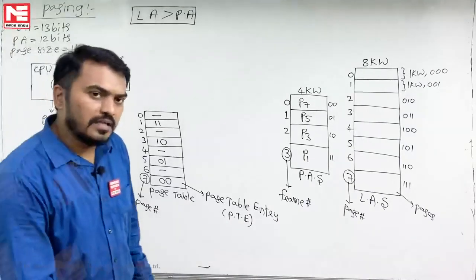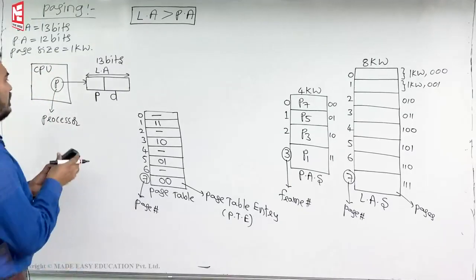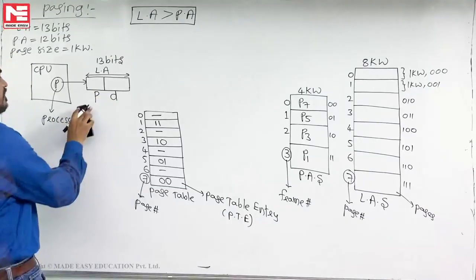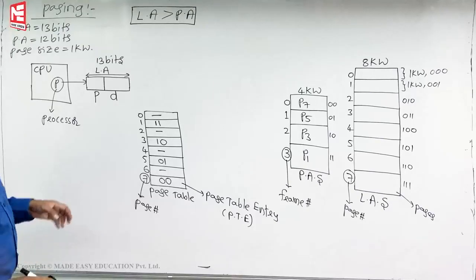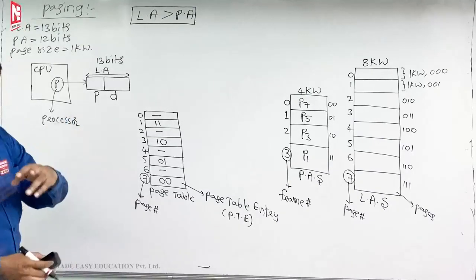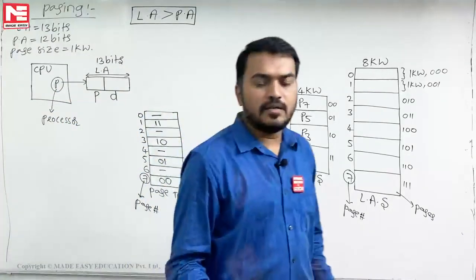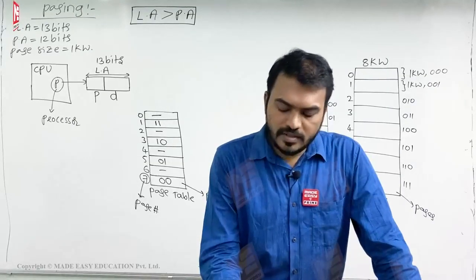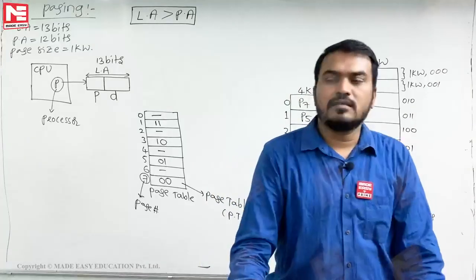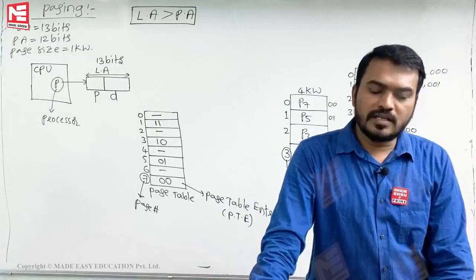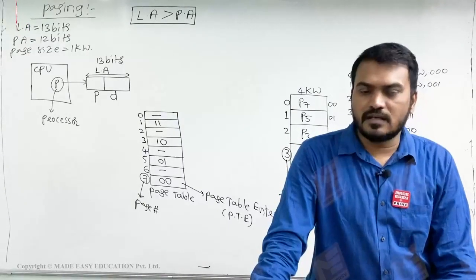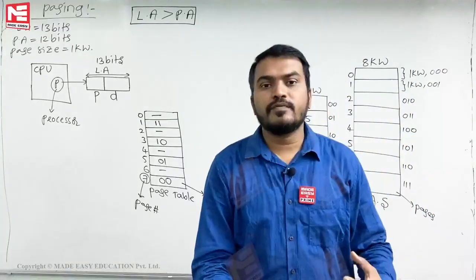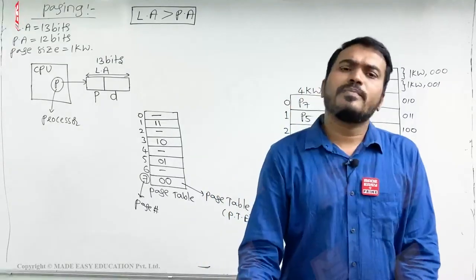So what is the meaning of P and D? Let's try to understand. Note down: P equal to, write in the next line as a continuation, number of bits required to represent pages of LAS, or page number.